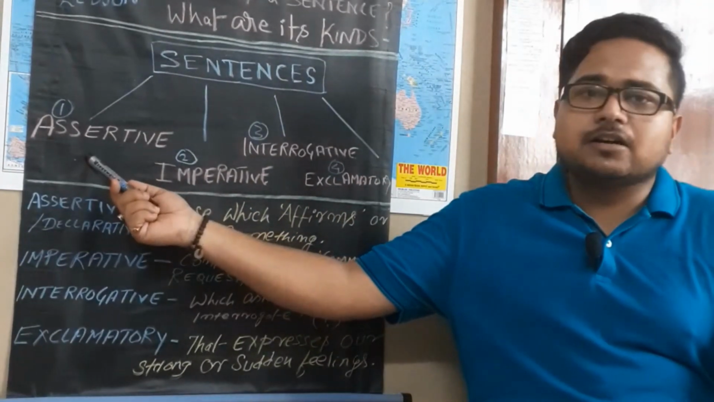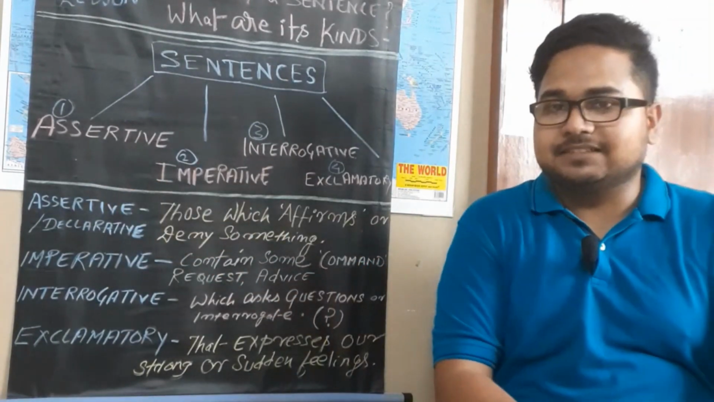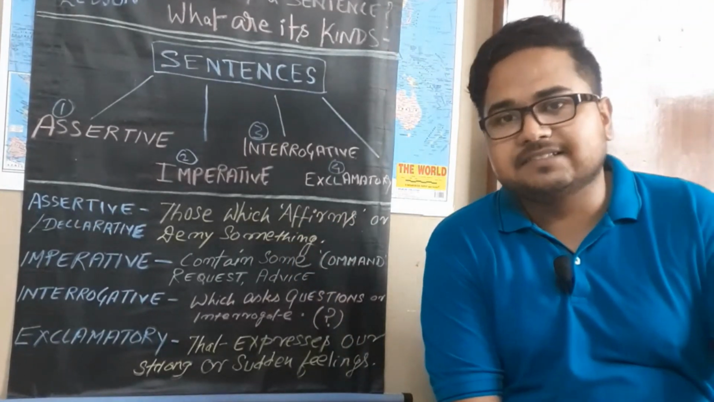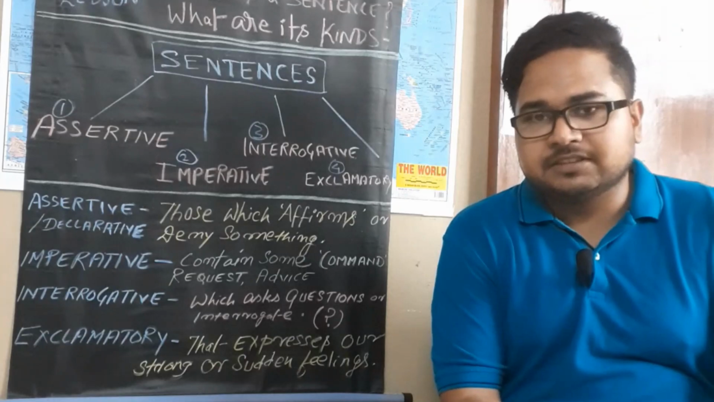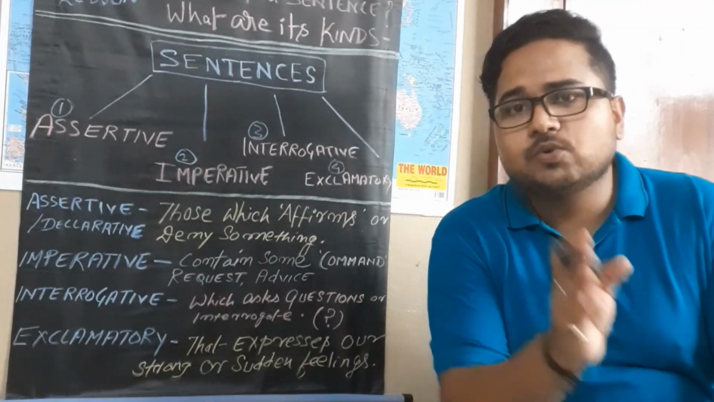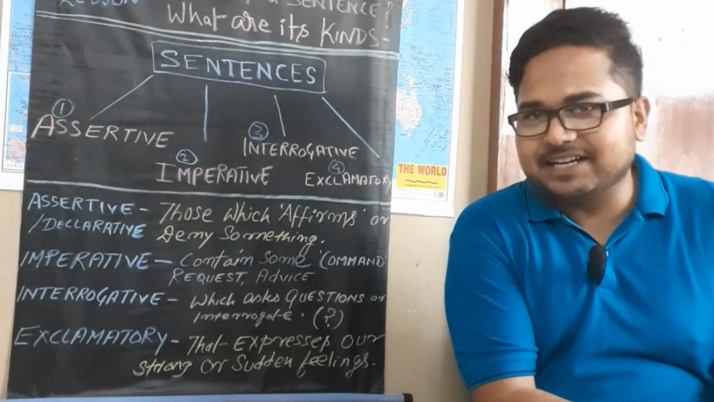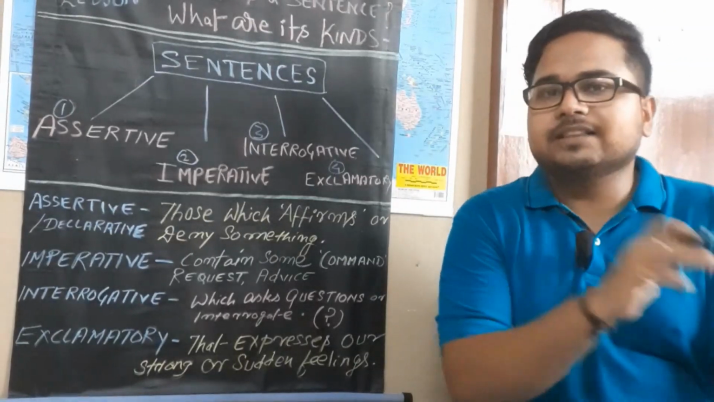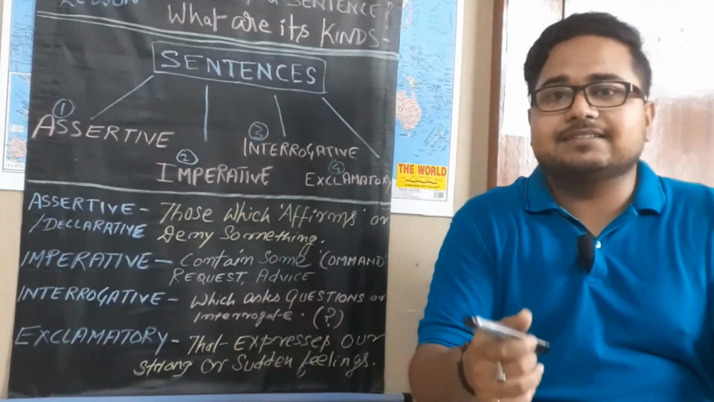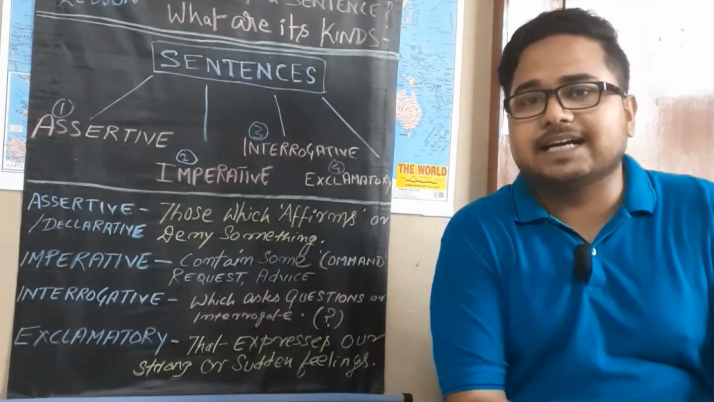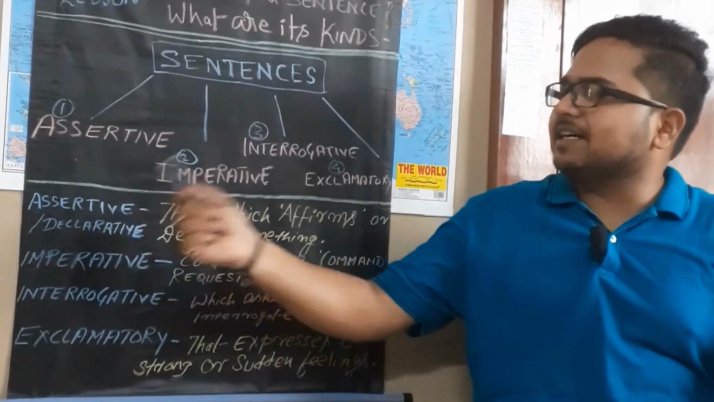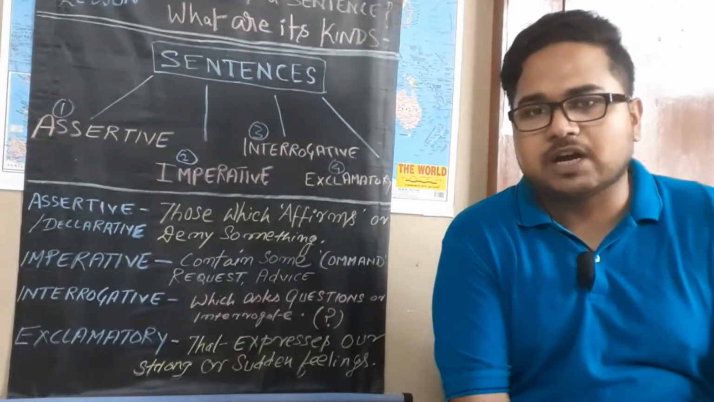The first kind of sentence is the assertive sentence. What is an assertive sentence? Those which affirm or deny something. Which affirms and denies. This proves that this sentence can further be divided into 2 types, that is affirmative and negative. So the assertive sentences can be divided into 2 parts, that is affirmative sentence and negative sentence. Assertives are also called declarative because you are declaring your answer.